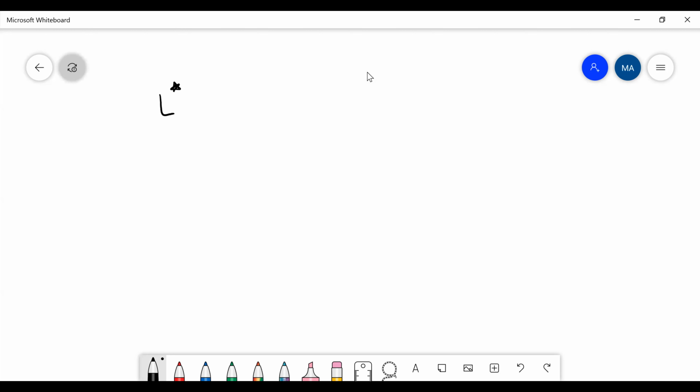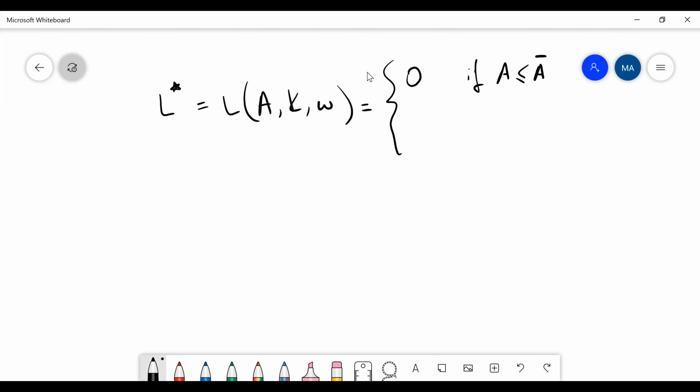So basically, you find L star as a piecewise function. L star as a function of A, K, w is a piecewise function. It is 0 if A is less than or equal to A bar, and it is equal to the formula that we just found otherwise.